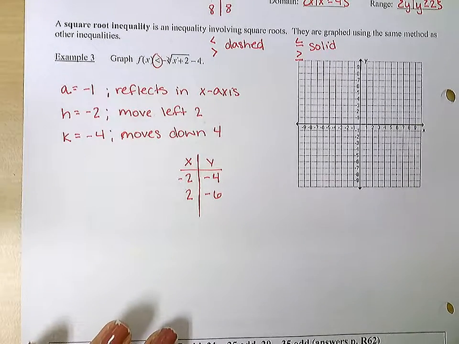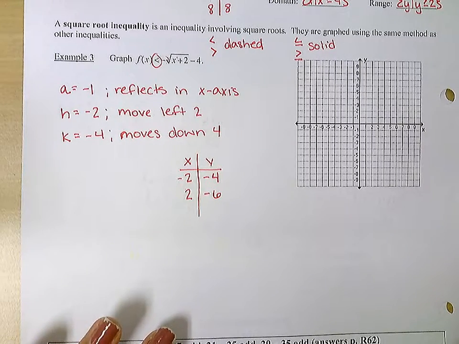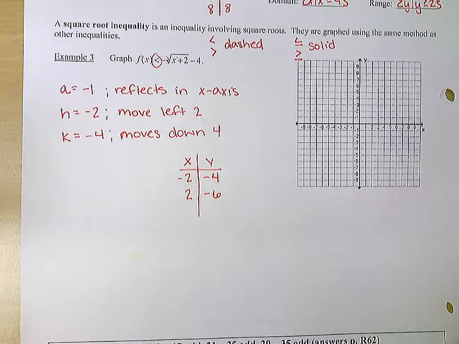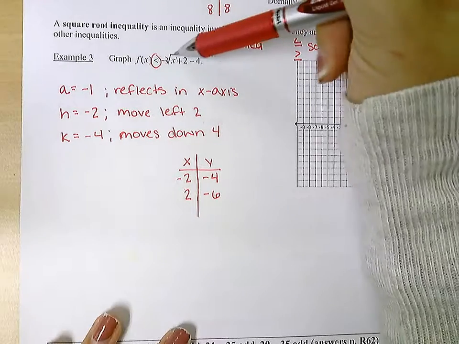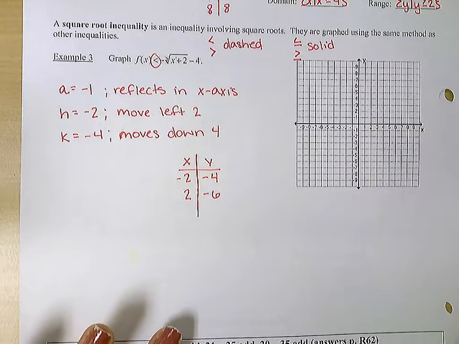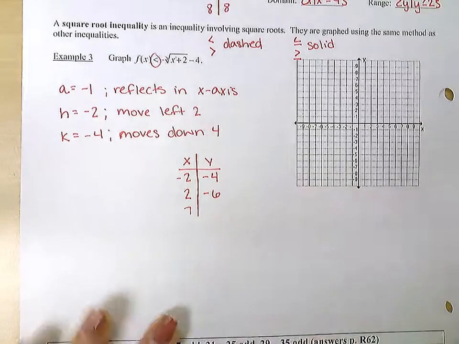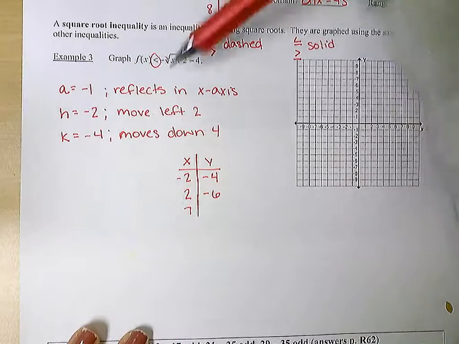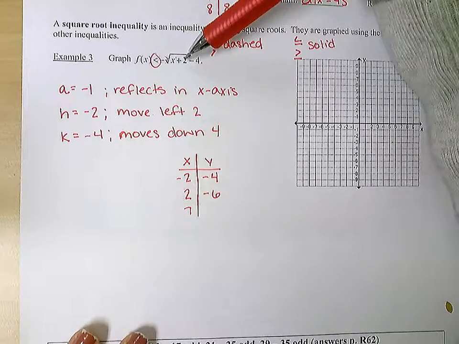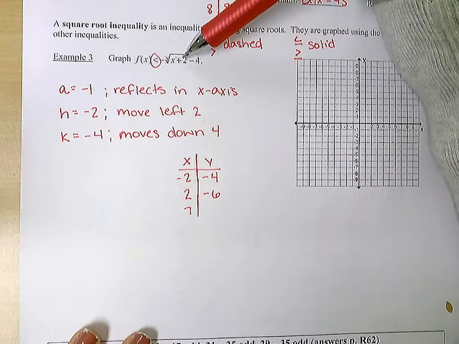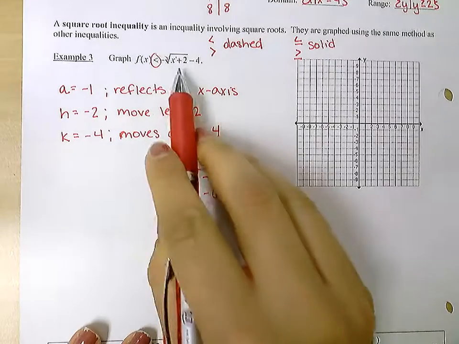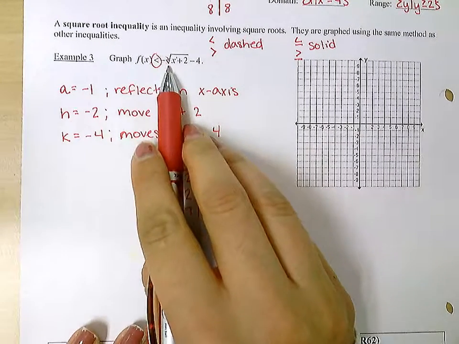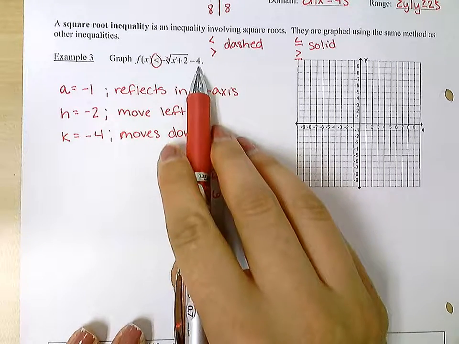All right, so next number, let's plug in. What's another good number that I can take the square root of? We just did 4. 9. So how do I make whatever's under my radical 9? What should I add to 2? 7. So I'm going to plug in 7. 7 plus 2 is 9. Square root of 9, 3. 3 times -1, -3 minus 4.